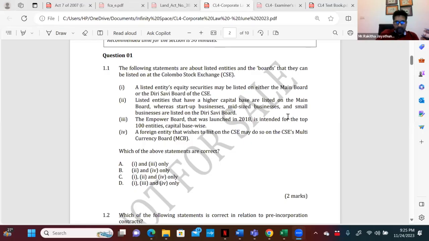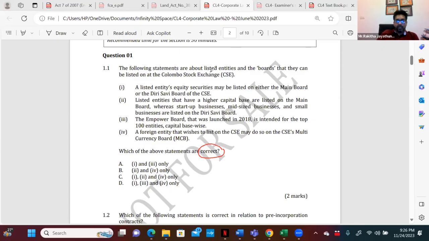Always read this part first here. Which of the above statements are correct? Sometimes they can ask for the statements which are incorrect. Therefore, start with this. Above statements are correct, right?